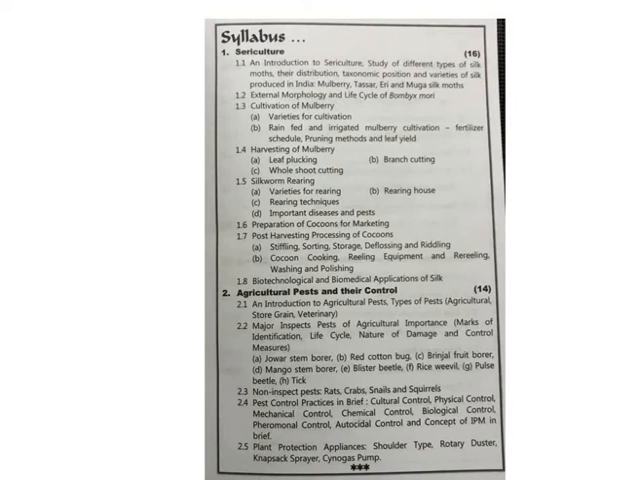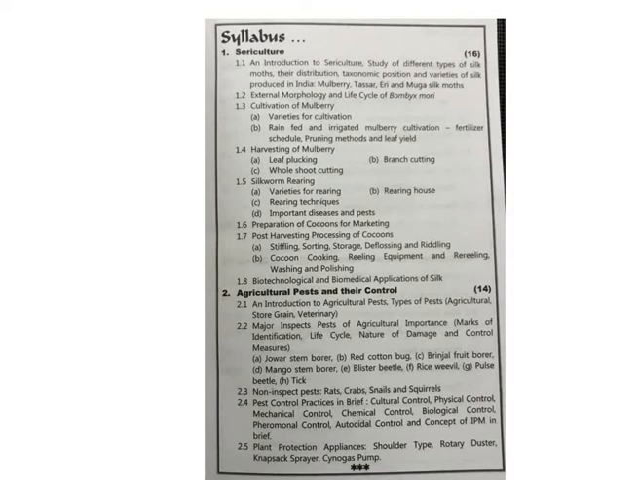After that, the next point is post harvesting processing of cocoons, with processes such as stifling, sorting, storage, deflossing and riddling. After that, the further processing, that is cocoon cooking, reeling equipment and reeling, washing and polishing. And the last point is biotechnological and biomedical applications of silk. Now this is about the first chapter, that is sericulture.